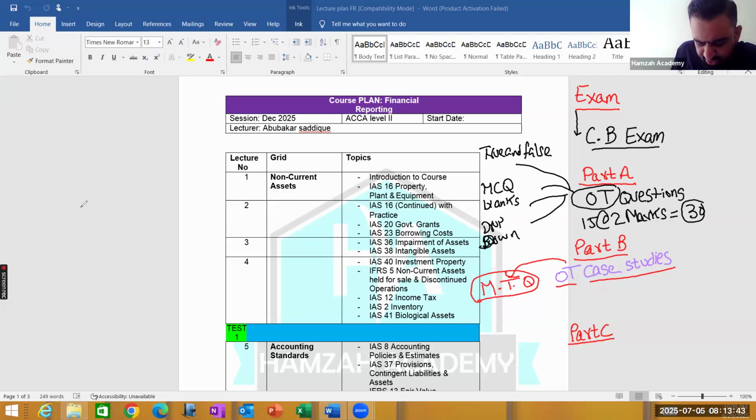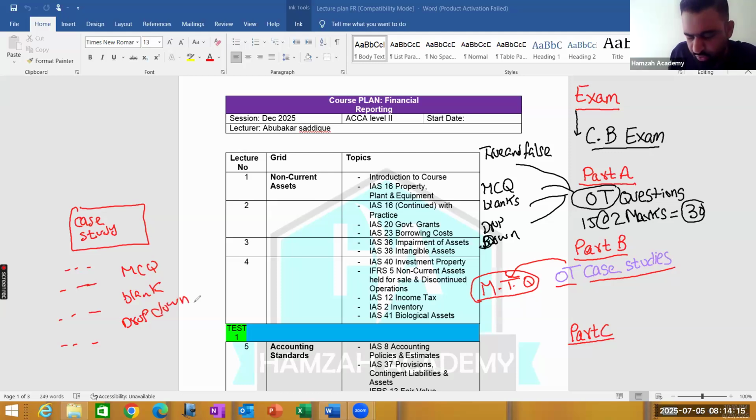In a multiple task question, you have a case study, and on that case study, you have multiple objective questions, maybe in the form of MCQs, filling the blanks, drop down, or true and false. There is a case study, and you have OT questions. So similarly, in Part B, you have OT case studies.